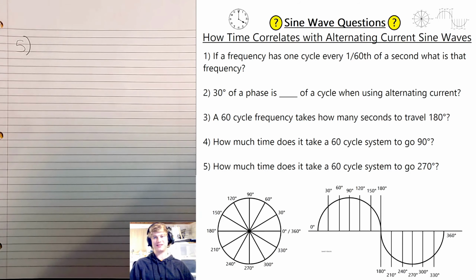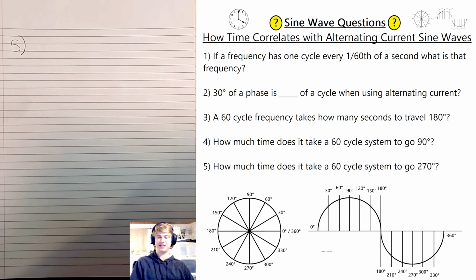Okay, so things got a little messy. Now we're on a fresh page. Number 5. How much time does it take a 60 cycle system to go 270 degrees? Okay, now we can't rely on the last answer for any information for this. No, we've got to think all fresh now. Okay, so again, we have 360 degrees, and we want to think of the amount of time it takes a 60 cycle system to go 270 degrees.